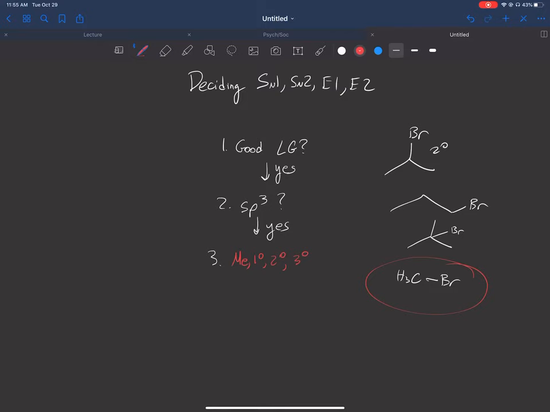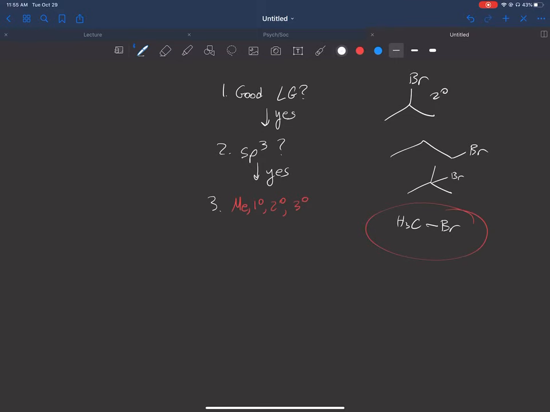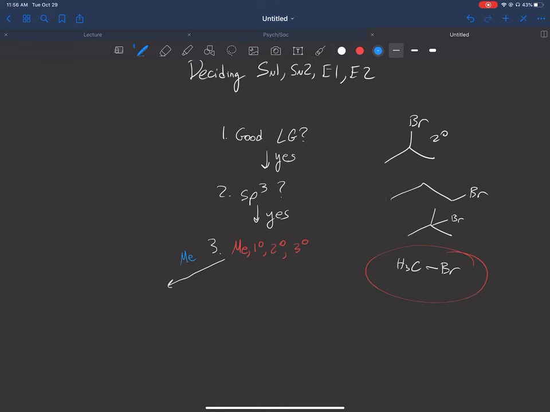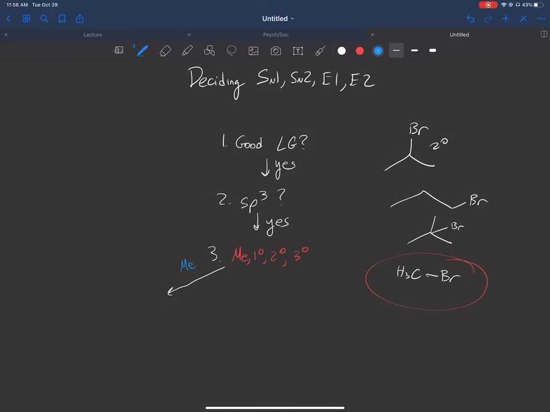Well, how about elimination reactions? I mean, elimination reactions form double bonds. We can't form a double bond to kick our leaving group out because we don't have another carbon to form the double bond with, right? So right off the bat, using some logic, we can see if you answer methyl, we can eliminate E1 and E2. So now the question is, all right, what about SN1 and what about SN2?